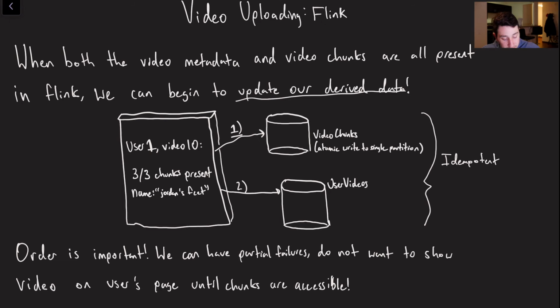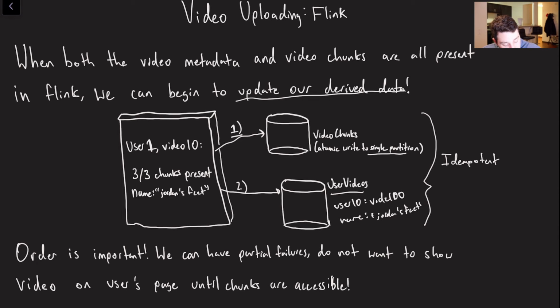The first is the video chunks table, right? We've got now this massive data model, and we want to upload it all at once, atomically, into a single partition. We can do so by just partitioning by the user ID and the video ID, so we make sure that for a given video, all of the chunk metadata is on the same table. After those video chunks are uploaded, we can then go ahead and say, hey, let's now upload to user videos. So now we'll say, oh, user 10 has video 100, and the name is Jordan's feet.